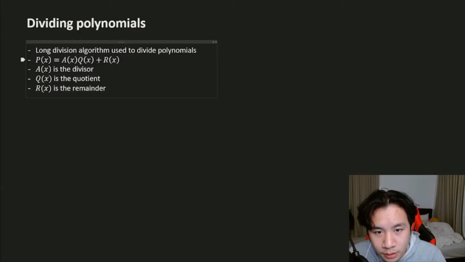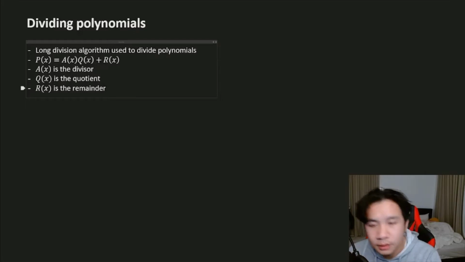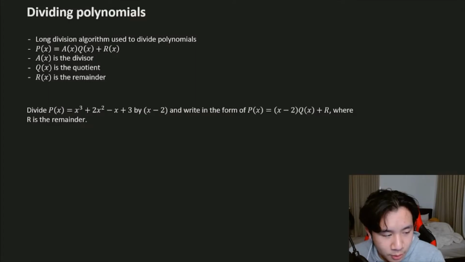P of x is equal to a of x, q of x, plus r of x, where a is the divisor, q is the quotient, and I'll explain what that is later, and r is the remainder. This will make more sense once I go through an example. All right, so here we have this question where it asks us to divide this polynomial by x minus 2 and write it in this form where r is the remainder.